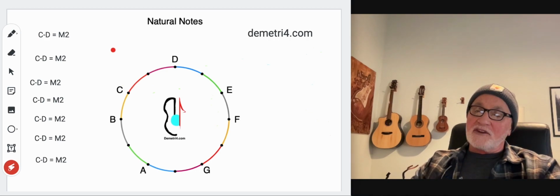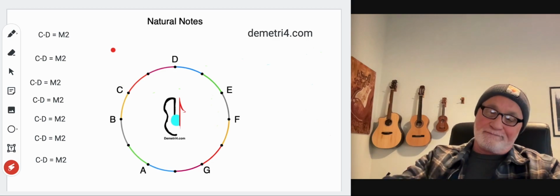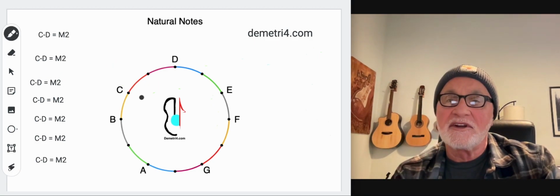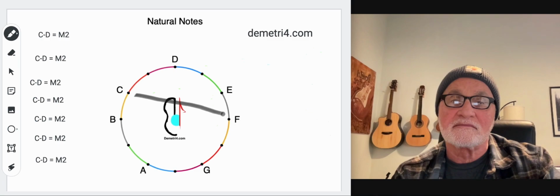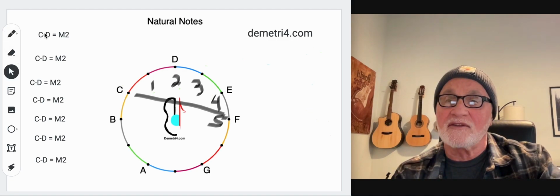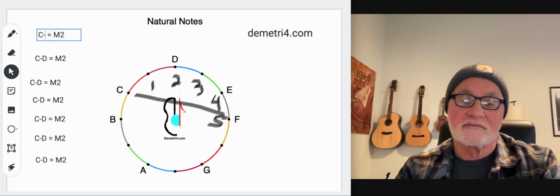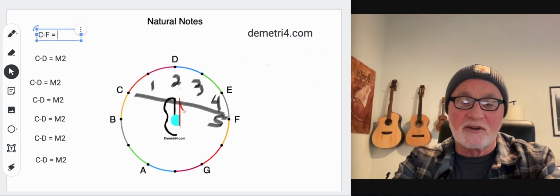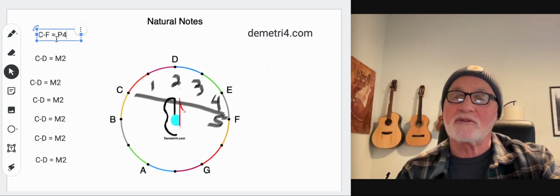For example, C to F is 2 whole steps and a half step, 5 dots. So let's see what's going on here. We have C to F. Remember 0, 1, 2, 3, 4, 5 dots. We say that C to F is a perfect fifth. So instead of uppercase or lowercase m's, we use a P, capital uppercase P.